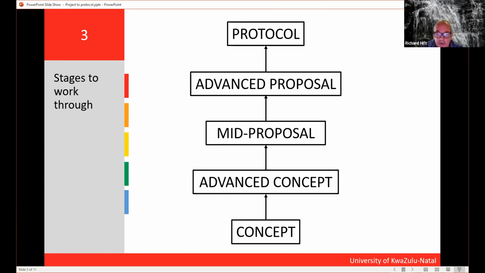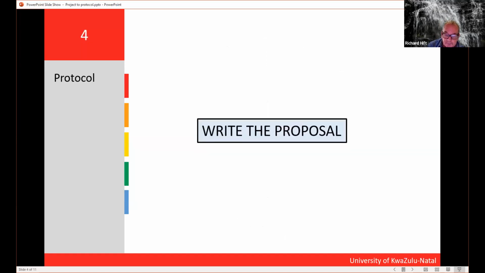But just to make it interesting, I decided let's actually turn this around and we're going to go through this in reverse. So we'll start with the destination and then end up where we begin. And that'll give you some idea at every stage of where you're heading and how you should be viewing your development at that stage. Right, so the final stage is writing the proposal.